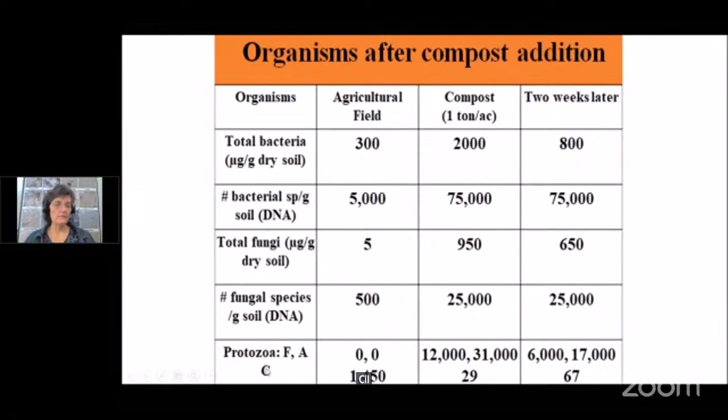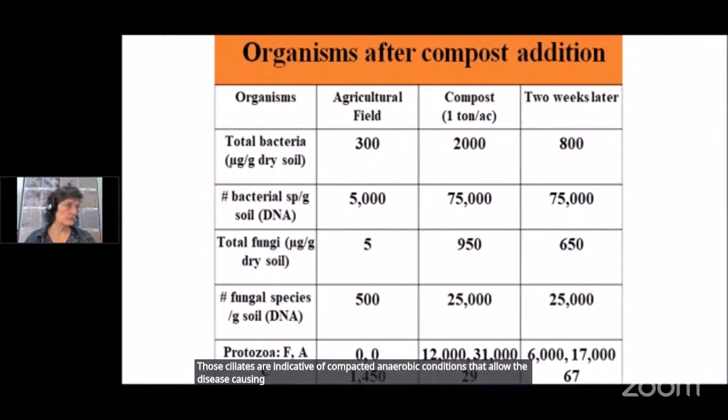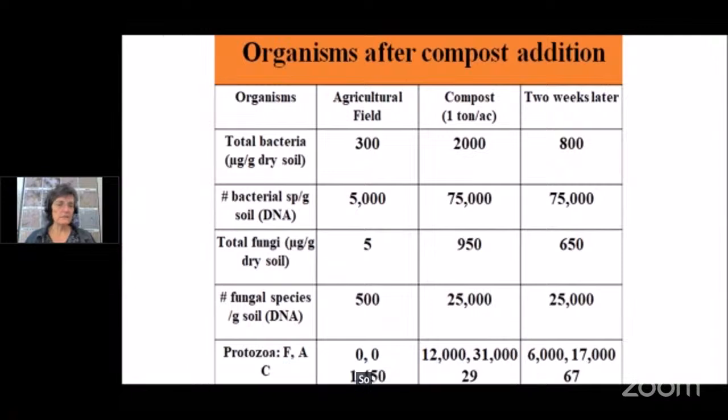Ciliates, the last number in this grouping of 3, are indicative of compacted anaerobic conditions that allow the disease-causing pest species to grow, attack your root system, and reduce your yields. So we don't like seeing ciliates. That means something very, very bad.